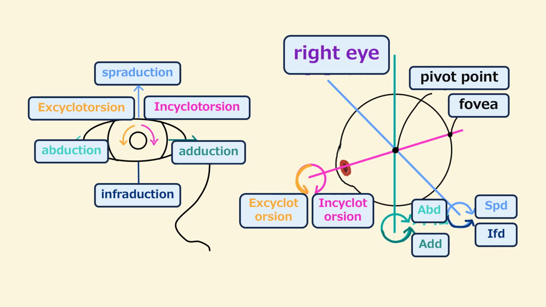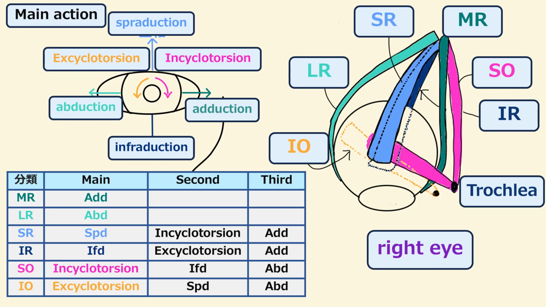These three axes are called the fixed axes. The eye rotates around each of these three axes. Eye movements are composed of a synthesis of movements around these three axes. It's okay if you just think, I see, about this. There are 6 extraocular muscles: the lateral rectus, medial rectus, superior rectus, inferior rectus, superior oblique, and inferior oblique muscles. Each has its own role, and they control eye movements by coordinating and antagonizing each other.